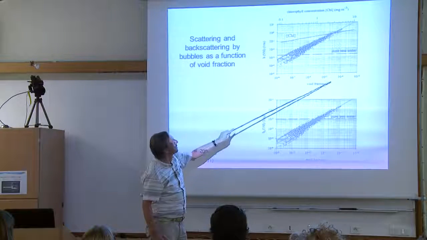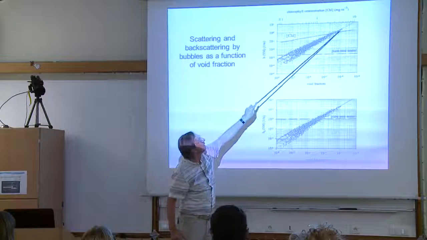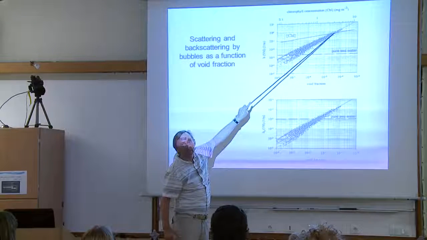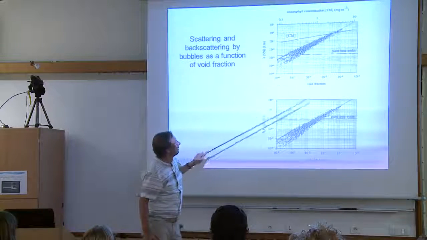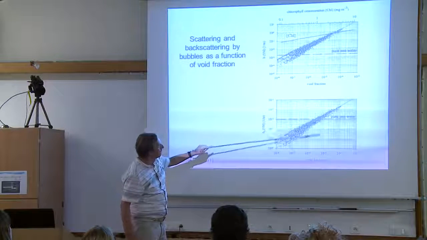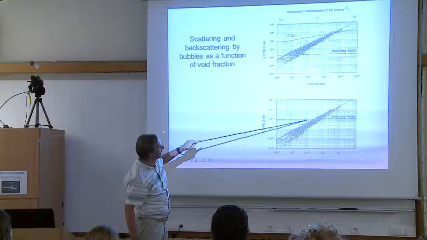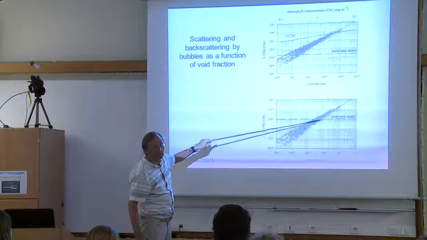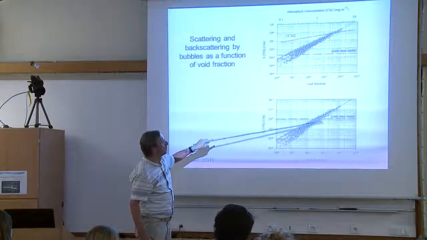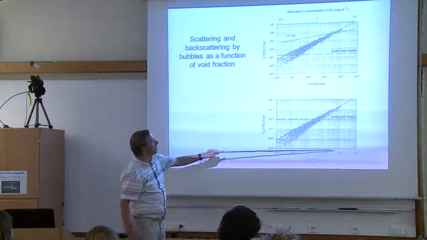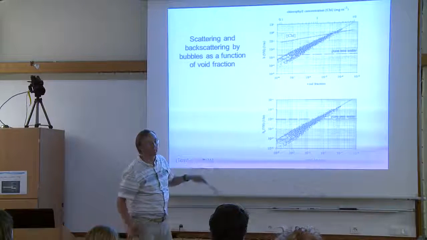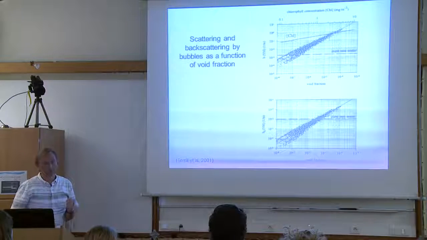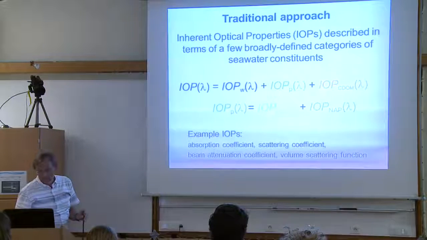right? At these void fractions, you can see at 10 to the minus 4, and at even high concentrations, the bubbles are even higher than particles. For backscattering, 10 to the minus 5, 10 to the minus 6, in this range you start to be comparable to pure water backscattering. So at very, very small void fractions, less than 10 to the minus 4, bubbles may potentially dominate backscattering in the ocean.